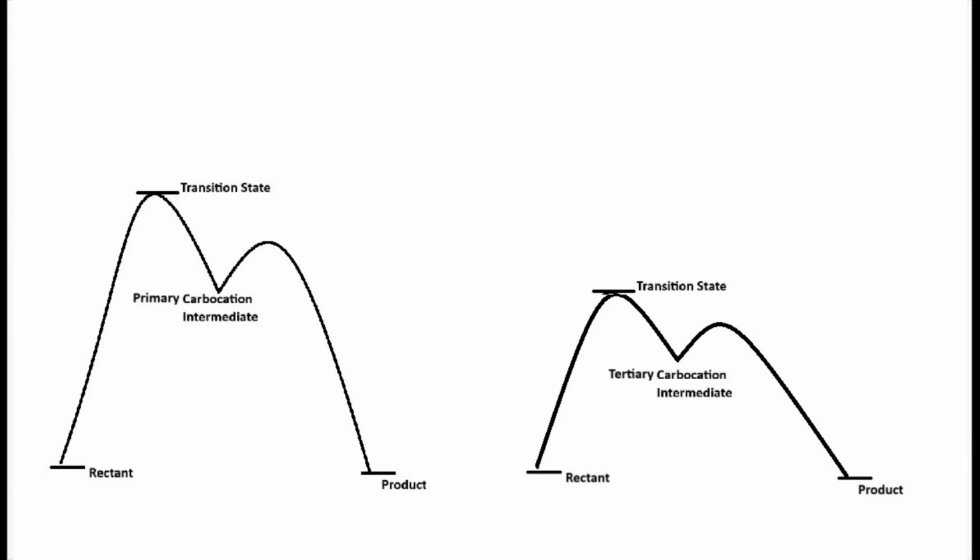So, here's the bottom line, the crucial point. More stable things form faster. By making the intermediate more stable, you automatically make the transition state peak leading to it more stable too. You lower the energy mountain. In chemistry, stability directly translates to speed.